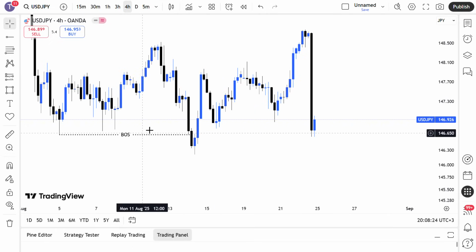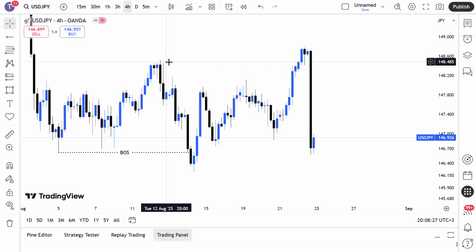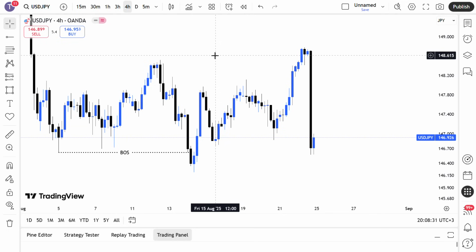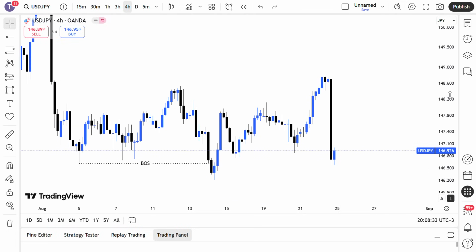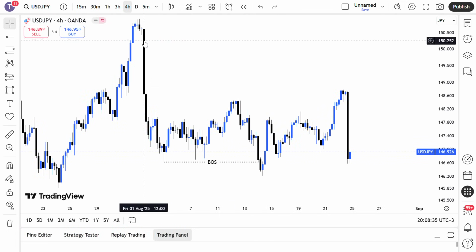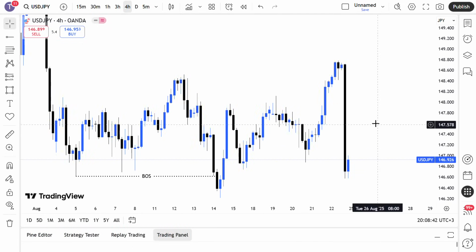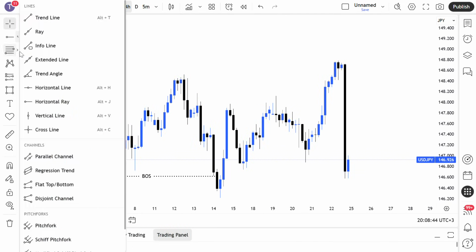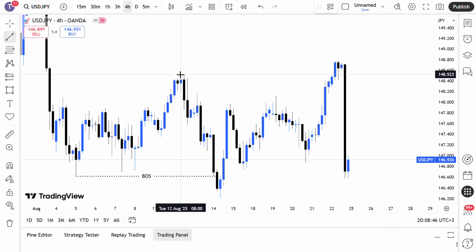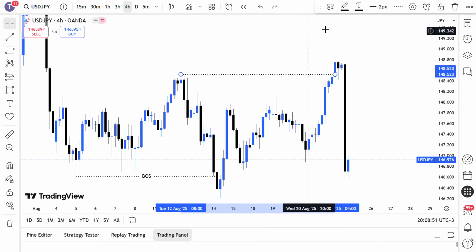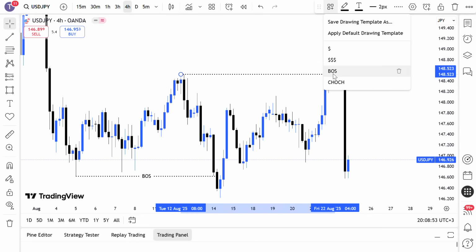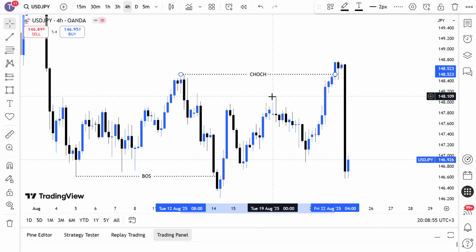So after the break of structure, if this high is going to be taken out, that means we have our change of character to the upside. Although we don't have much structure being formed, this is the only structure that is being formed. And that means when the price clears this high, we have our change of character. So we have a clear change of character at this point, a very good one at that.